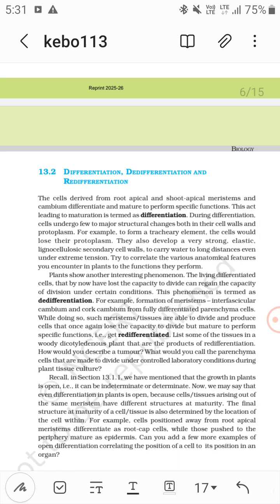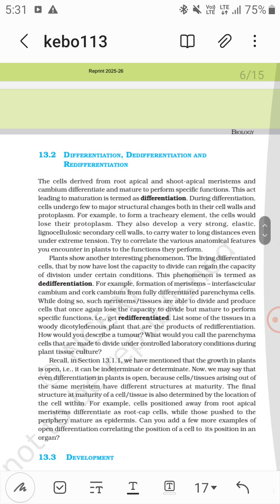Now differentiation. An example is tracheary elements. Now at maturity, the tracheary elements lose their protoplasm so that they can carry water through a large distance. Their cell wall has a lignocellulosic secondary cell wall. It's elastic and it's very strong.